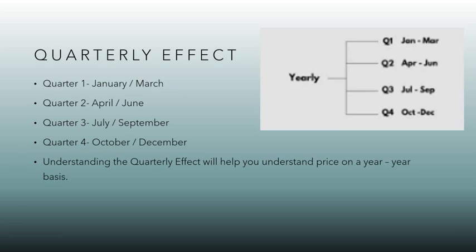So you guys need to understand when these kill zones occur, and you also need to understand when these quarters start and end. Understanding this will bring you an advantage when we come to the lower time frames. We need to understand the higher time frame quarterly effect before we even come down to the lower time frame quarterly effect.